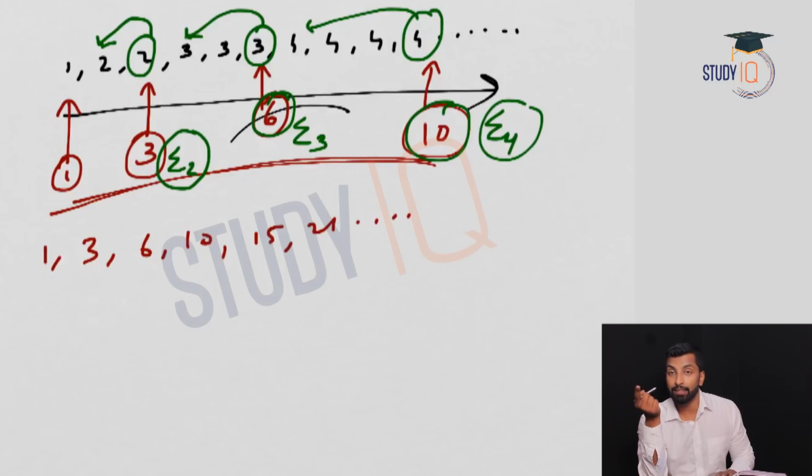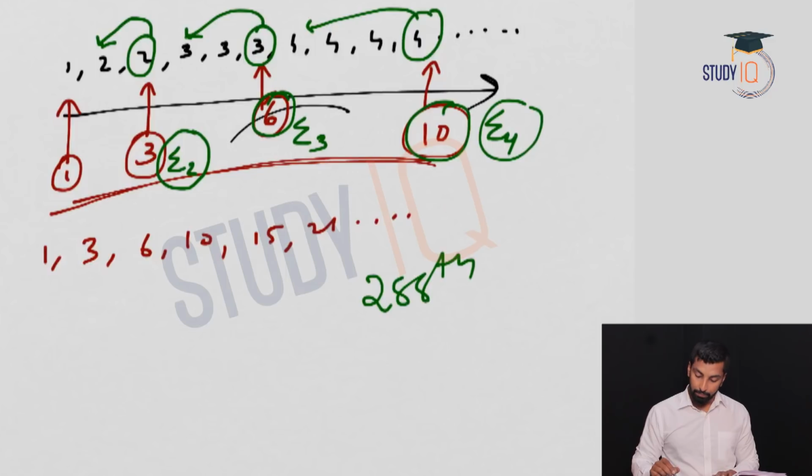So what about the 15th term? 15 is sigma 5, so it will be 5, and the previous 5 will be 5. So the 11th, 12th, 13th, 14th, 15th terms will be 5. The 16th, 17th, 18th, 19th, 20th, 21st terms will be 6, because sigma 6 is 21 and the previous 6 will be 6. Sigma 7 will be 28, and the previous 7 will be 7. That means the 22nd, 23rd, 24th, 25th, 26th, 27th, 28th terms will be 7. So what we need to find is the 288th term.